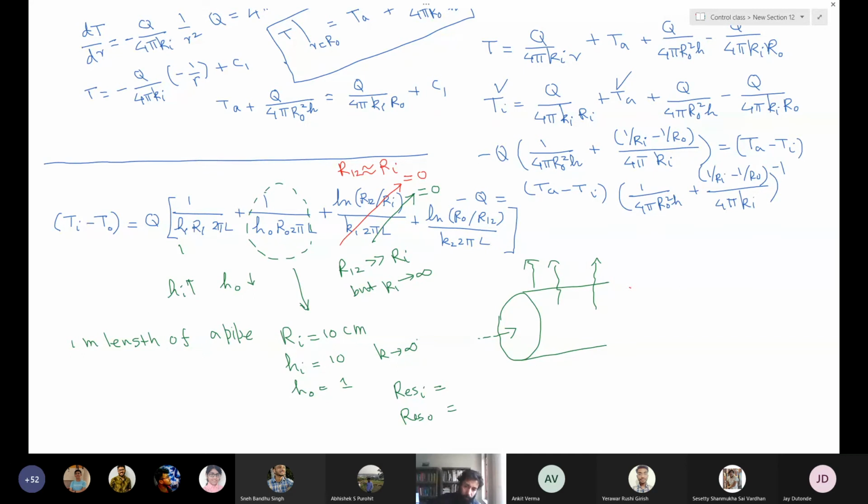Ri is almost same as Ro. So in this case, both conditions are satisfied. What is the inside resistance and what is the outside resistance? Just type those values in the chat box. L is 1 meter. All values are given in SI units except Ri, which is given in centimeter. So 10 centimeter, 0.1 meter, you can say.